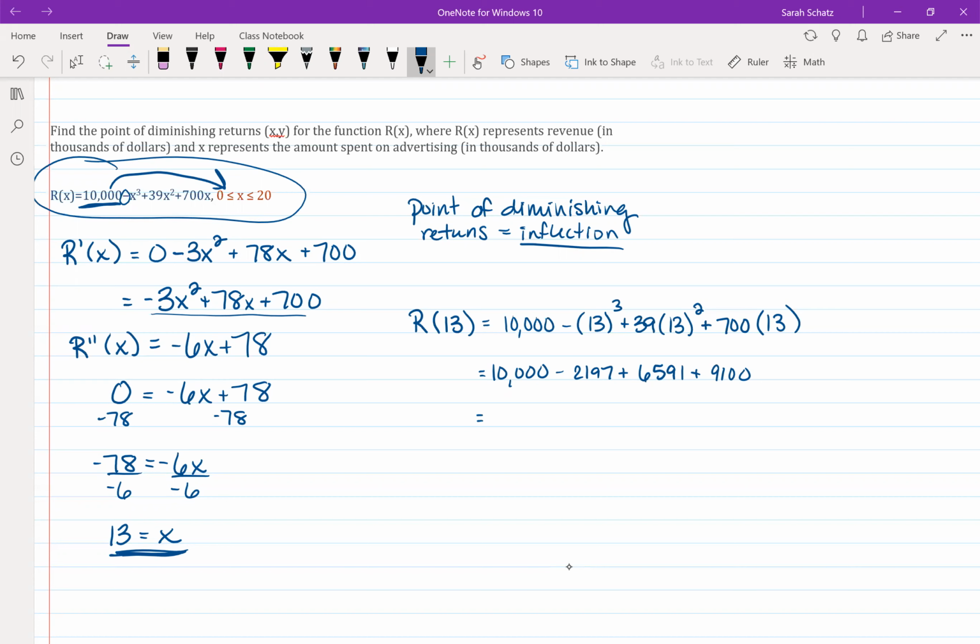Then I just do all this. So I'm just going to put all this in: 10,000 minus 2197 plus 6591 plus 9100. So I got 23,494. So I think you put this one in as a point. Notice right here, it shows you're looking for an XY point. So your X is 13 and your Y is whatever this is, 23,000 something.